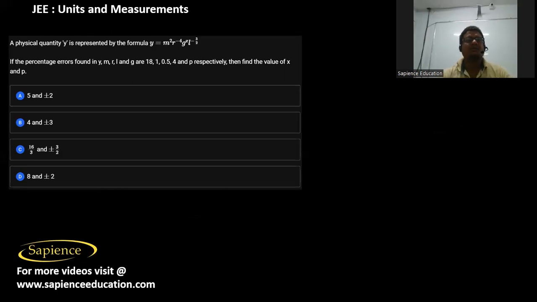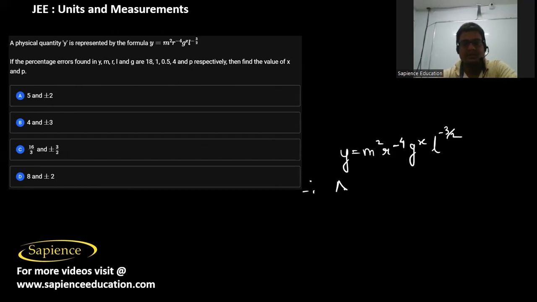Then here it is told that a physical quantity y is represented by the formula y equals to m square r power minus 4 g power x L power minus 3 by 2. The percentage errors found in y, m, r, l and g are 18, 1, 0.5, 4 and p respectively. Then the value of x and p is asked.